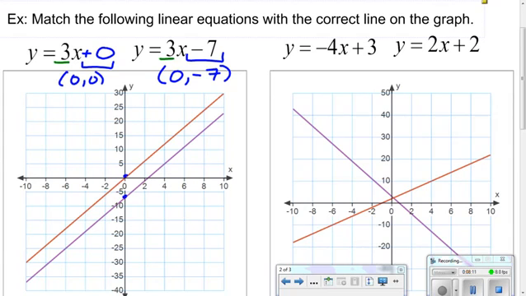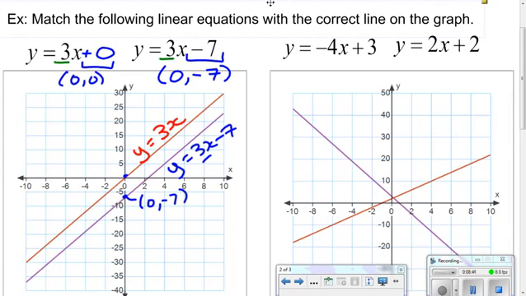And we notice that the first graph, the red graph, crosses at the point 0, 0. So that means this is the line y equals 3x plus 0, or y equals 3x. So the blue line that crosses at negative 7 is the equation y equals 3x minus 7. And if it has a multiplier of 3, that means it's going up 3 over 1, up 3 over 1, up 3 over 1. And both of them are doing this, okay?